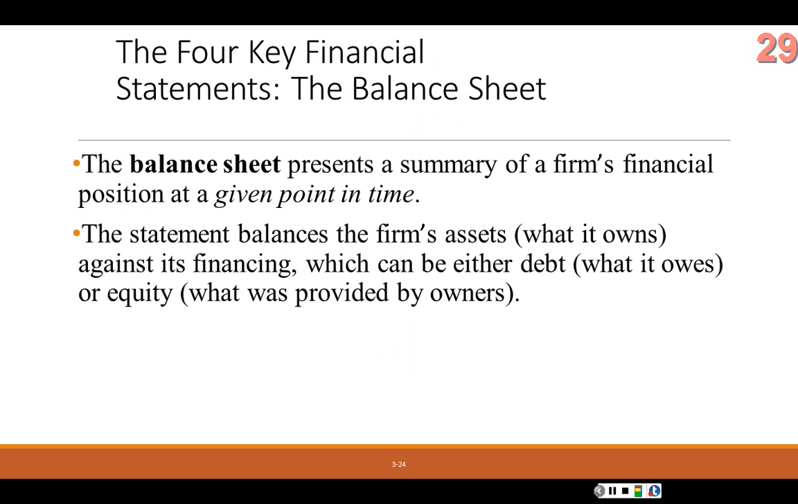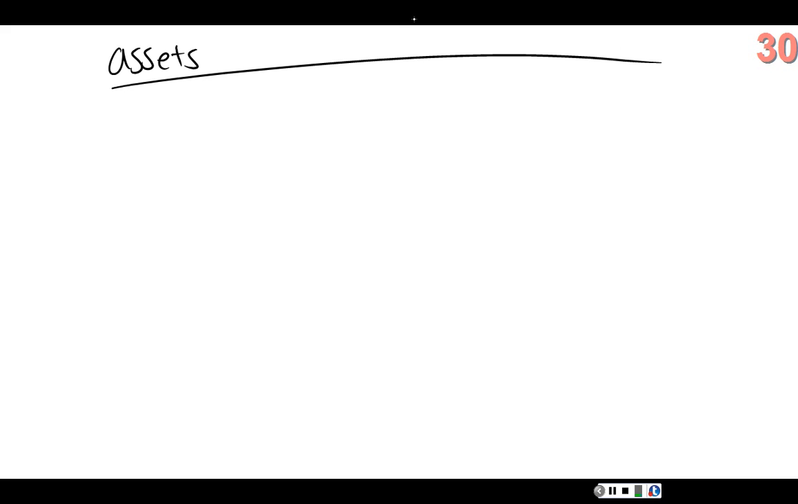So the second financial statement that we're going to look at is the balance sheet. And this presents a summary of the firm's financial position at a given point in time. The statement balances what a firm owns with what it owes and what was provided by the owners. And it answers the question, where does my business stand today? So this is what a balance sheet looks like. We have assets on the left-hand side and liabilities plus equity on the right-hand side.